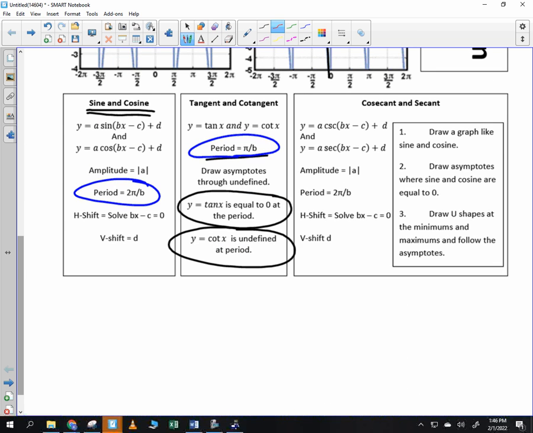Now, here's the part that really gets to me, is when I have you guys on the test determine the period, you do 2 pi divided by b for sine and cosine. Guess what? A bunch of people also do 2 pi divided by b for tangent and cotangent. It is not 2 pi, is it? It's 1 pi divided by b. And then you wonder where it starts. Tangent's equal to 0 at the period. Cotangent's undefined at the period. Those are essential pieces that you want to make sure that you know.